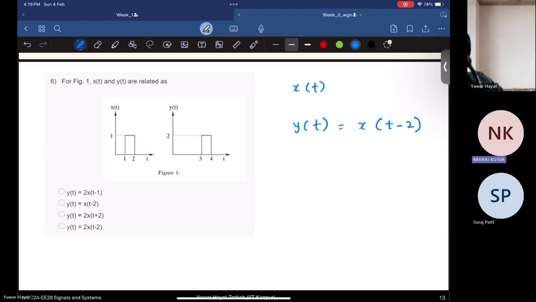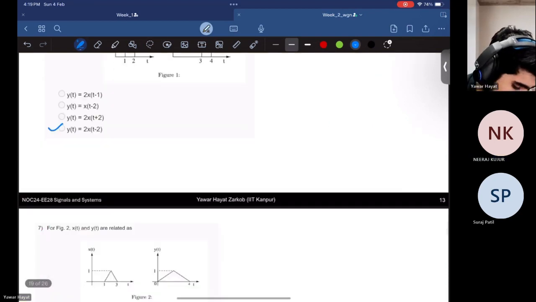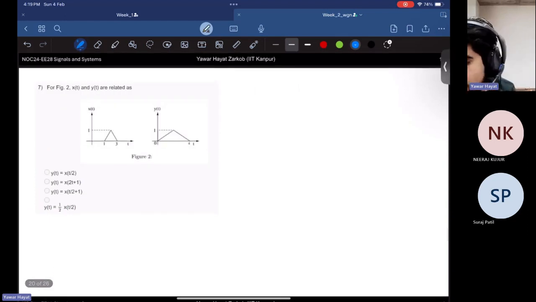Sir, I think there is a scaling operation too, sir. You missed that. Yes, sir. And that is what the answer is, right? So which option is correct? 2 times x of t minus 2. I guess this one, the last one, right? So we'll move on to the next one.